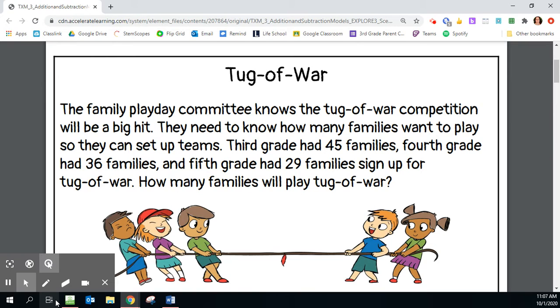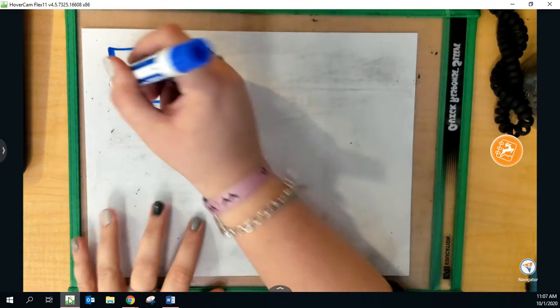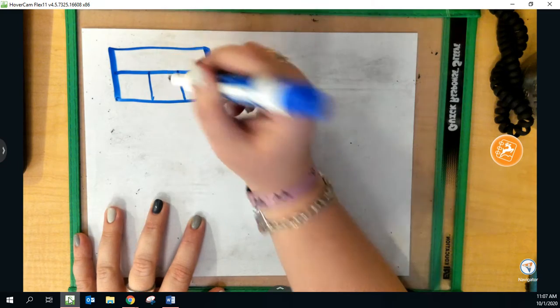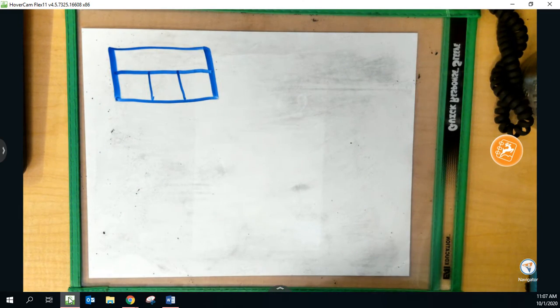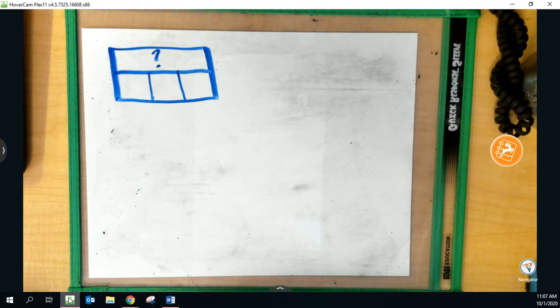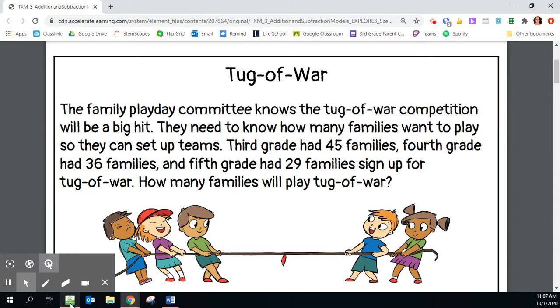So on your strip diagram, we know that we have 3 grade levels, so our parts are split into 3, right? And we know that we're missing the whole. Now I need to know what the 3 parts' values are. So we have 45 third grade, 36 fourth grade, and 29 fifth grade.